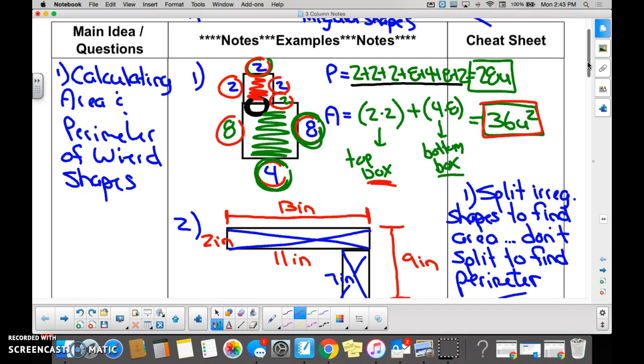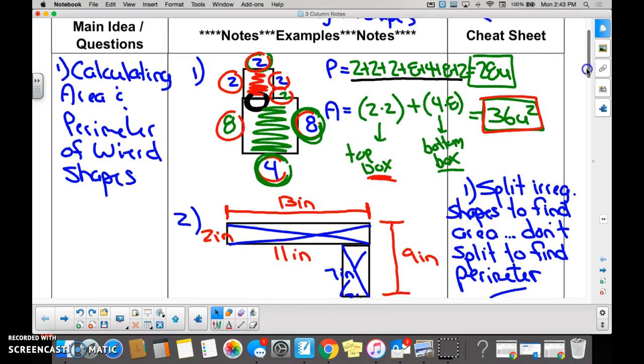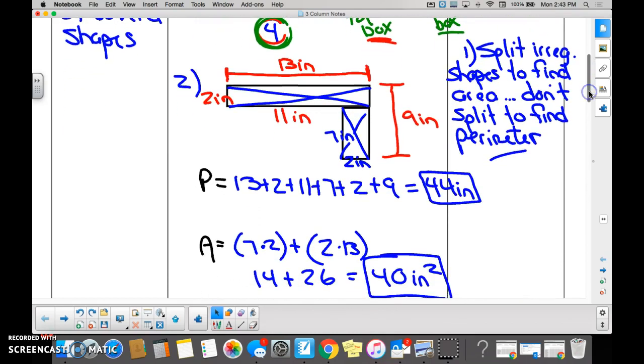Second one. Again, we chunked it. Everyone say chunk it. Chunk it. I like that. Okay, we chunked this box right here to get area. We added them together, and we got 40 inches squared.